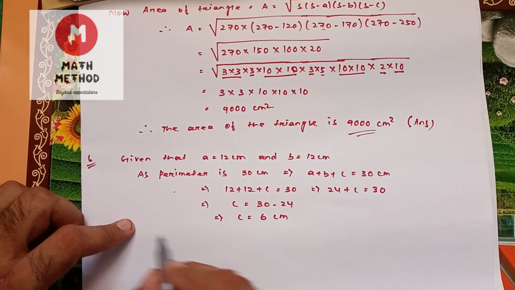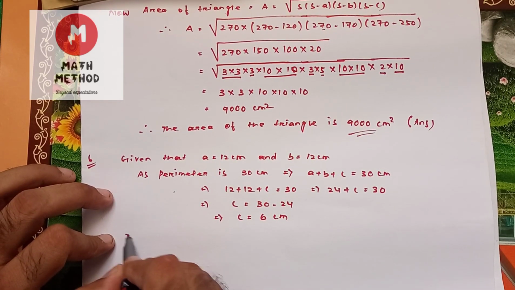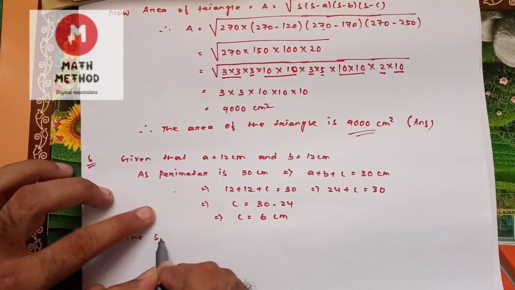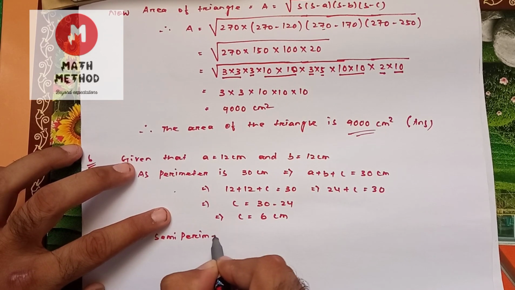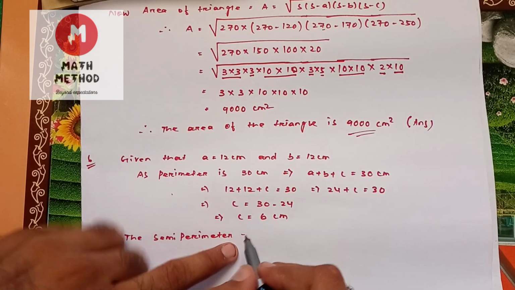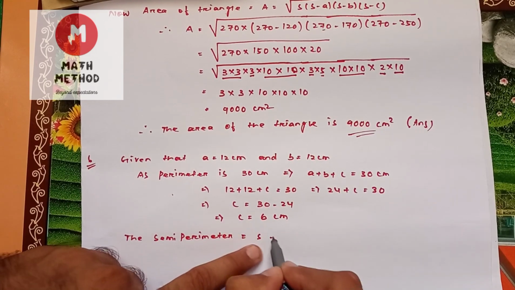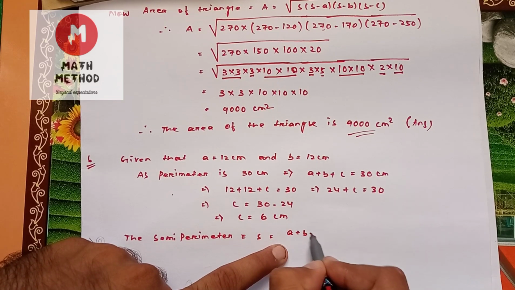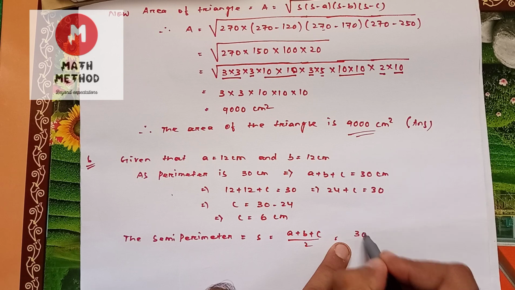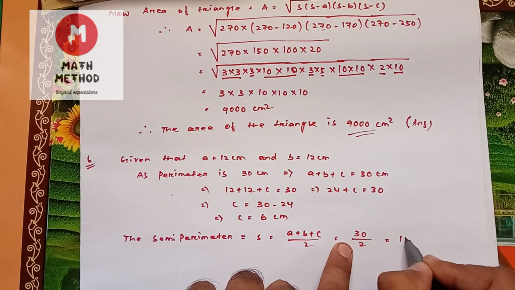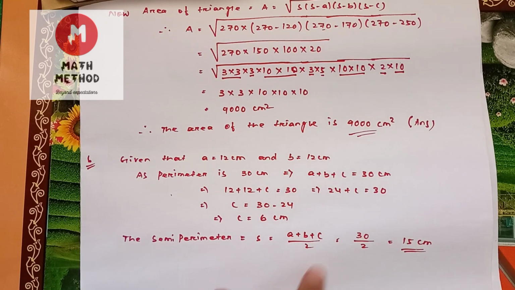Now we have to find out the semi perimeter. The semi perimeter is equal to S is equal to A plus B plus C by 2, where A plus B plus C is equal to 30 divided by 2 is equal to 15 centimeter. Clear?